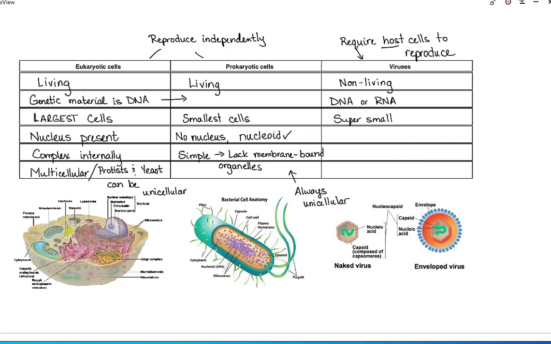All right, that concludes our introduction to the three major groups of microbes that we are going to encounter in this class.